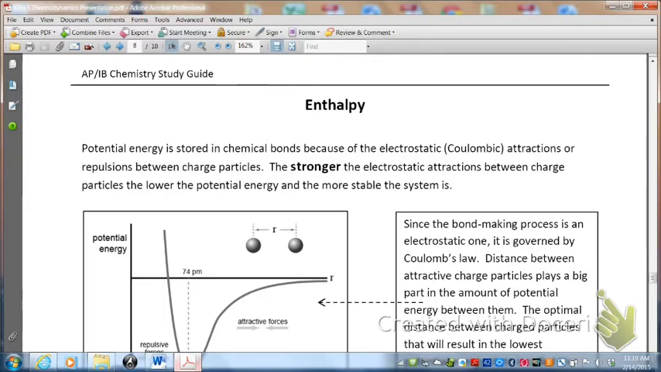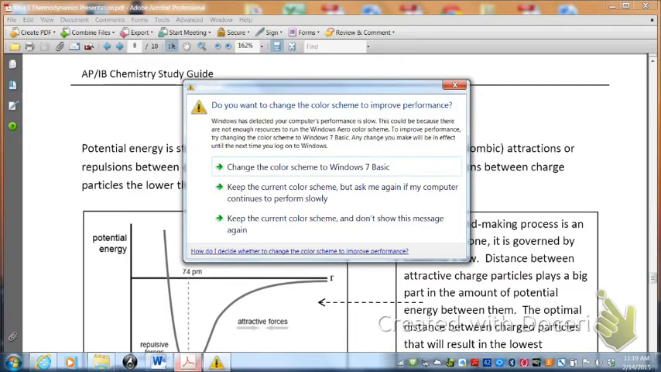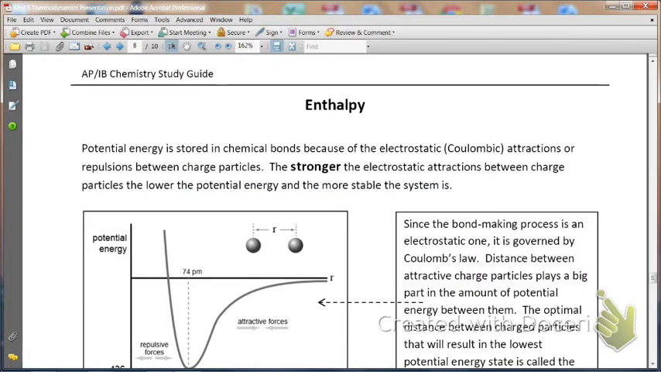Enthalpy really deals with potential energy. And you remember from our lecture video on potential or internal energy, we talked a little bit about what potential energy was. Potential energy is stored energy in chemical bonds. Because of the electrostatic or Coulombic attractions or repulsions between charged particles, we have potential energy. So I need you to think about this in your mind: potential energy is stored in chemical bonds, and it arises because of the electrostatic attractions between charged particles.